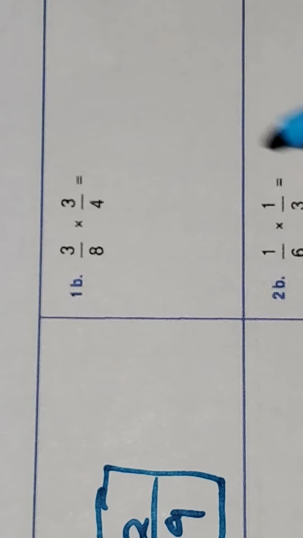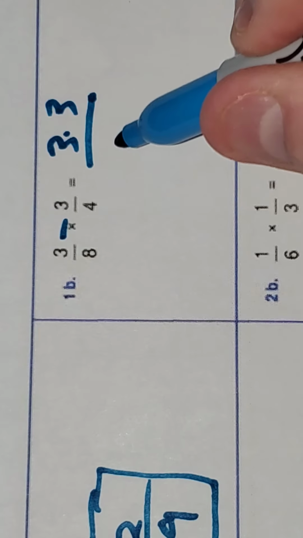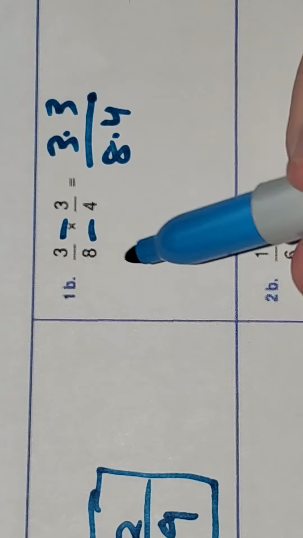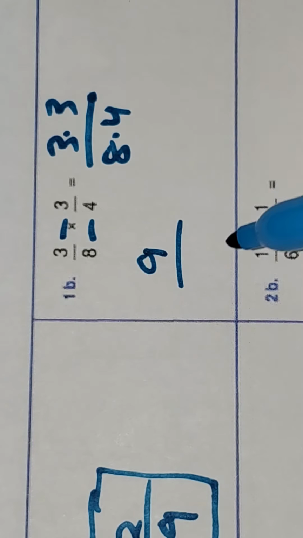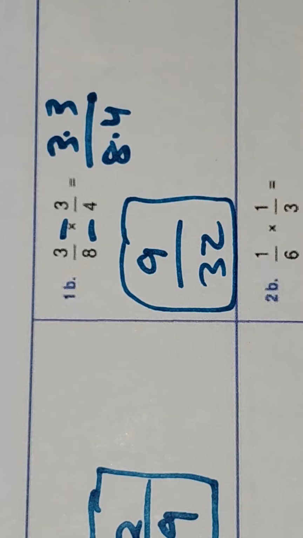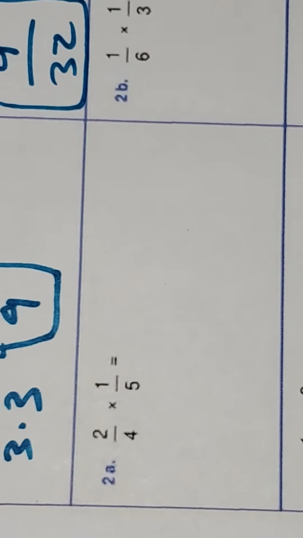Okay. Here, nothing reduces again. We get 3 times 3 on top. And we get 8 times 4 on bottom. 3 times 3 is 9. 8 times 4 is 32. And again, that's not going to reduce any further. And that's your final answer.